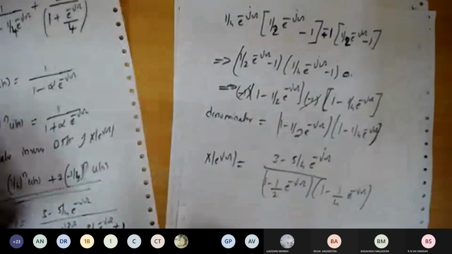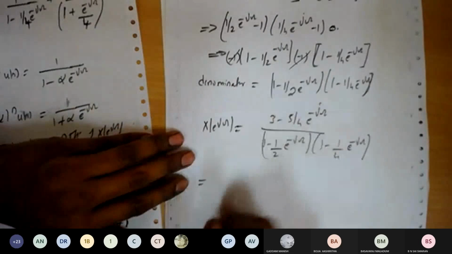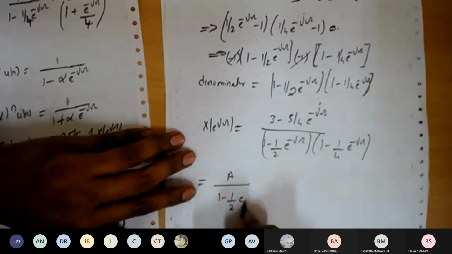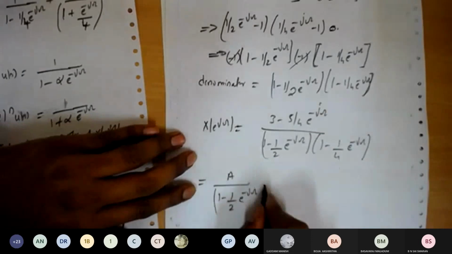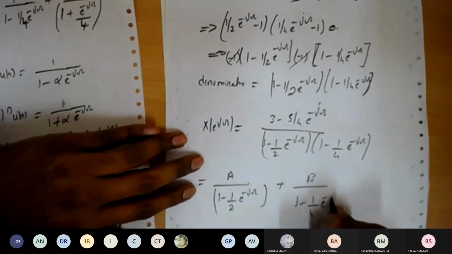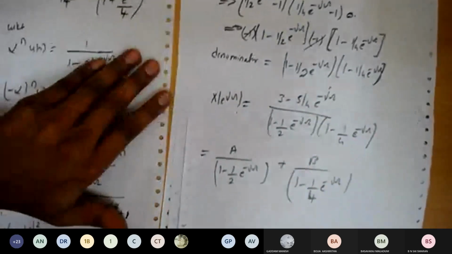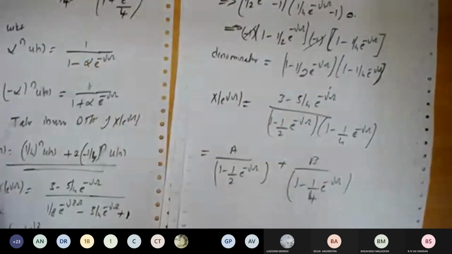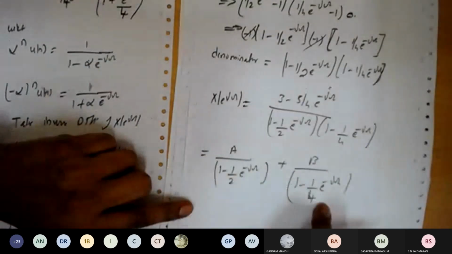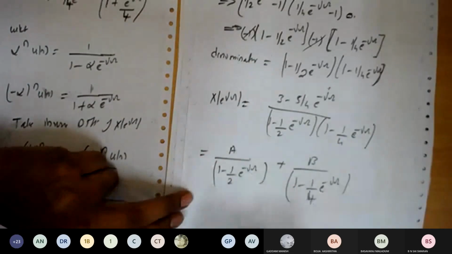Now let us express this in terms of the partial fraction expansion. So we can write this as A divided by 1 minus 1 by 2 e to the power of minus j omega, plus B divided by 1 minus 1 by 4 e to the power of minus j omega. So we'll factorize like this. Now let us find the values for A and B. Let us take the LCM.